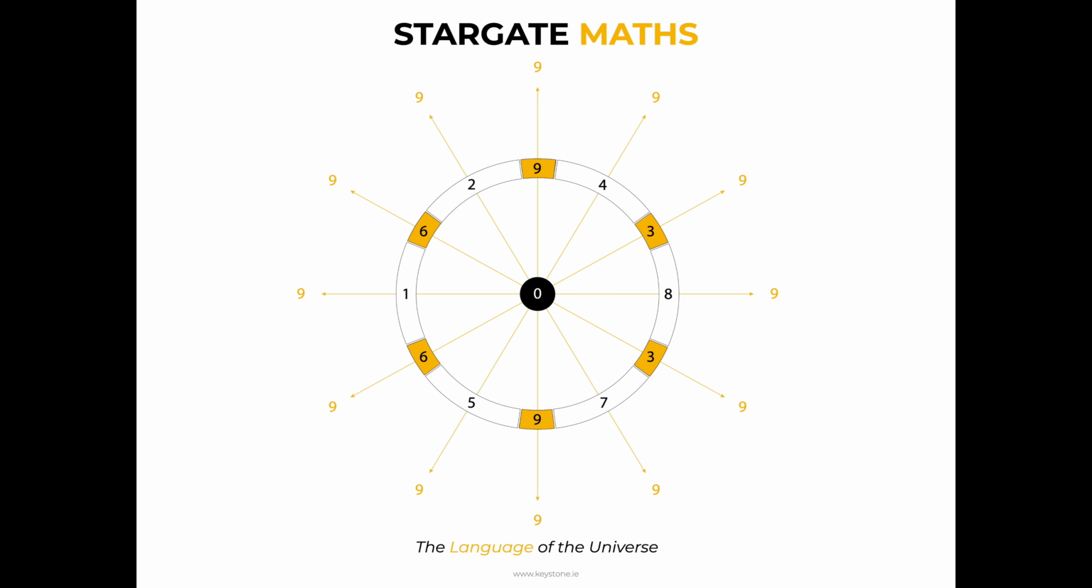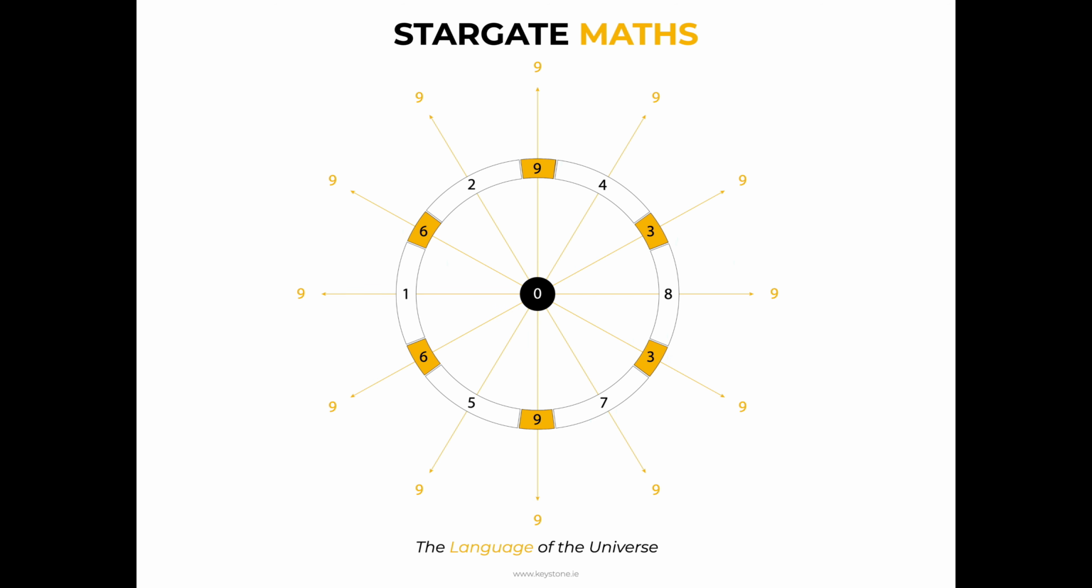Now to make this all user-friendly, we place it on a Stargate wheel, which is a wheel of 12 numbers spinning round a 0. And we'll discuss why it's spinning round a 0 later. As you again notice, everything adds to 9. 9 plus 9 is 18, and 1 plus 8 is 9. 6 plus 3 is 9, 3 plus 6 is 9.